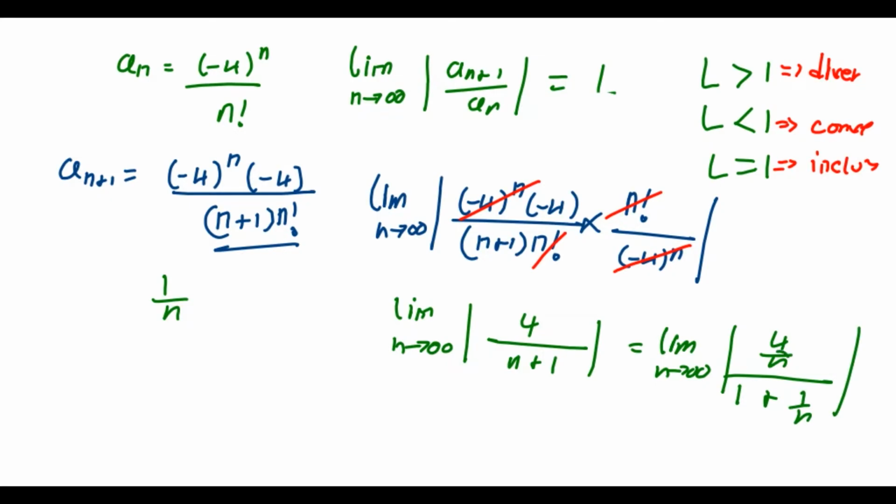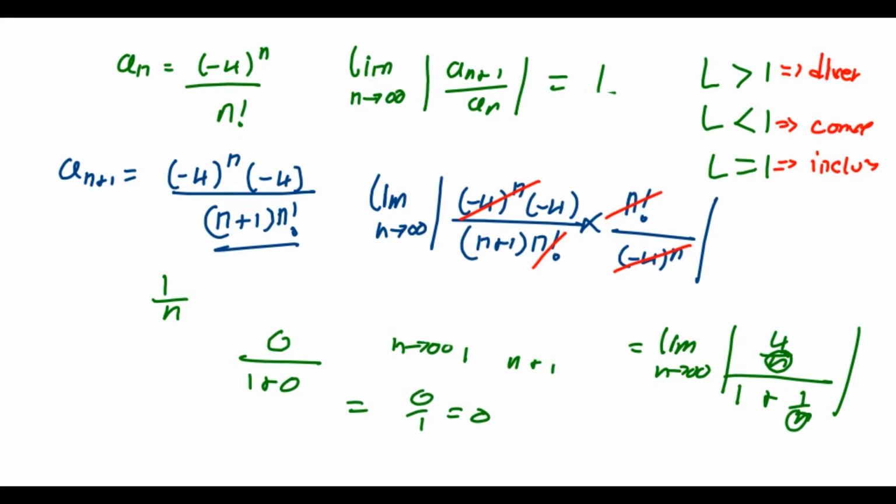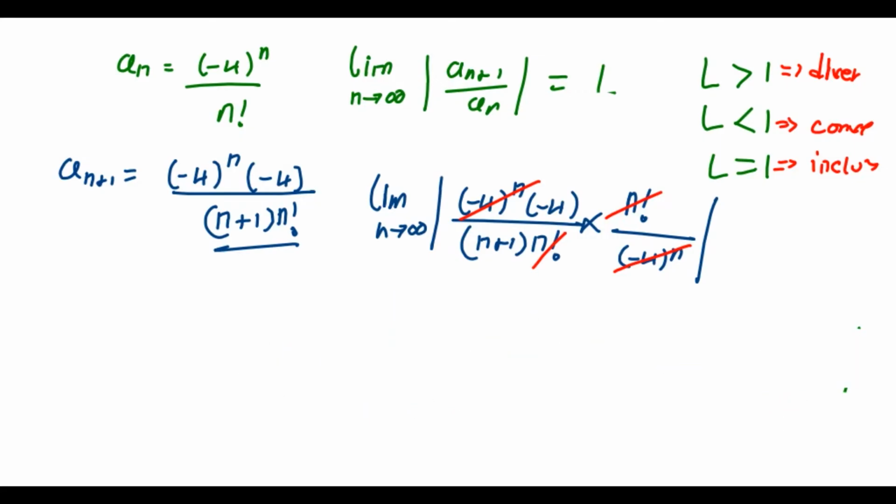So if you plug in infinity here and infinity here, we get a 0. So this would be like 0 divided by 1 plus 0, which is actually 0 divided by 1, which is 0. Because what we have gotten is a 0, this simply means our value of L is 0, which is less than 1. If it's less than 1, it simply means it converges. Okay, that's about the ratio test.